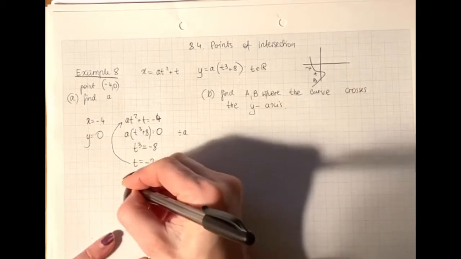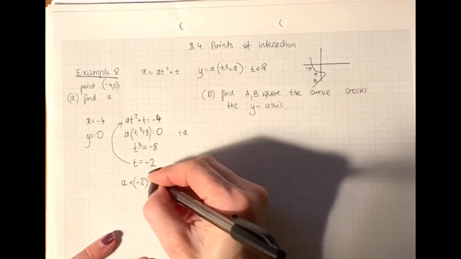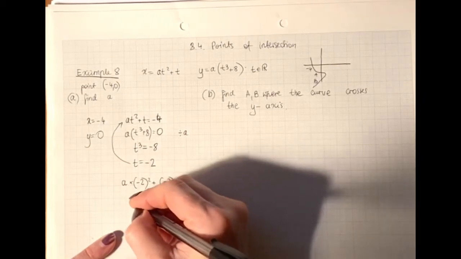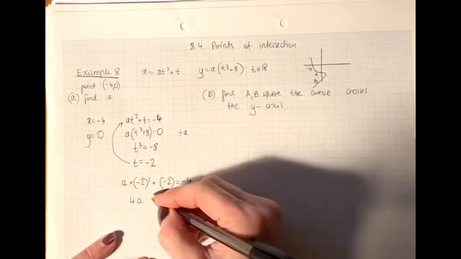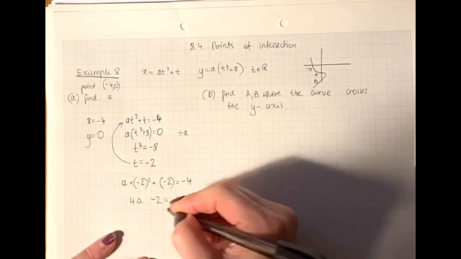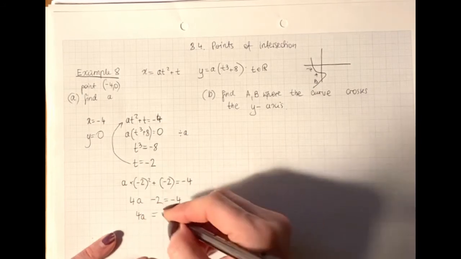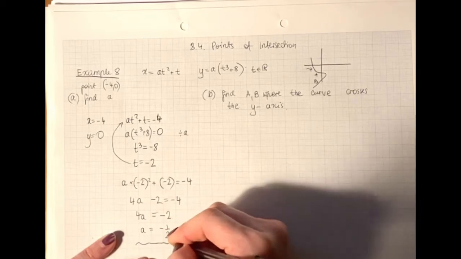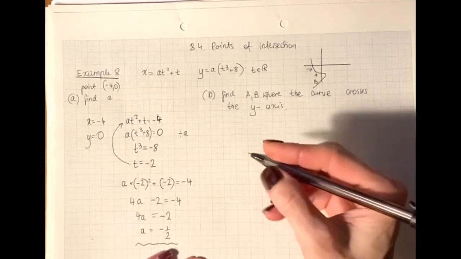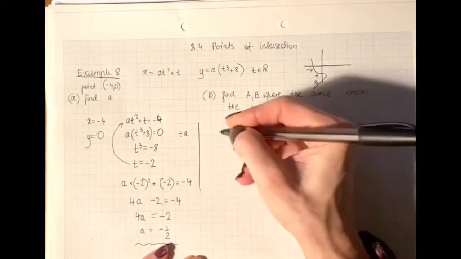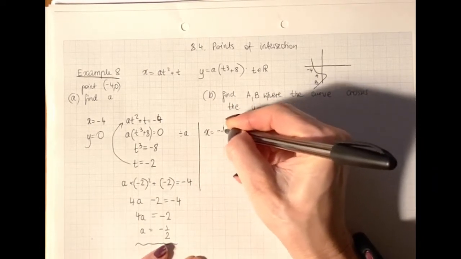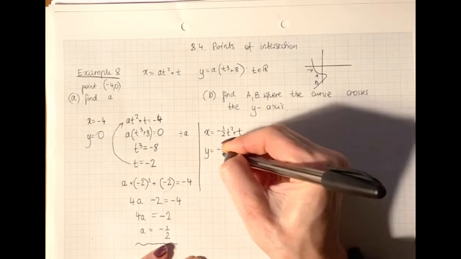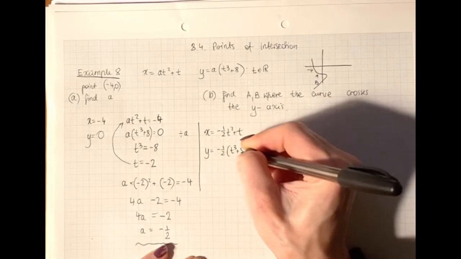And we are going to get a multiplied by (-2) squared plus -2 is equal to -4. So that gives me 4a - 2 is equal to -4, so 4a is equal to -2, so a is equal to -1/2. So the two equations that we are working with now are x equals -1/2 t squared plus t, y equals -1/2 t cubed plus 8.